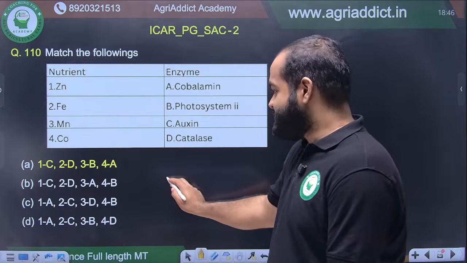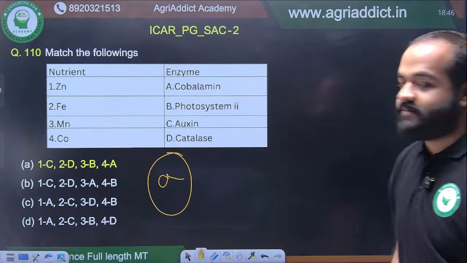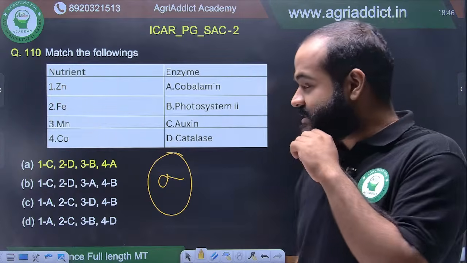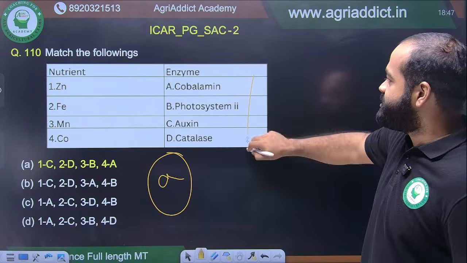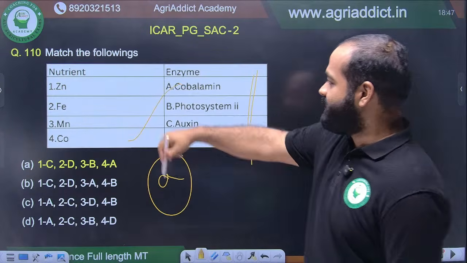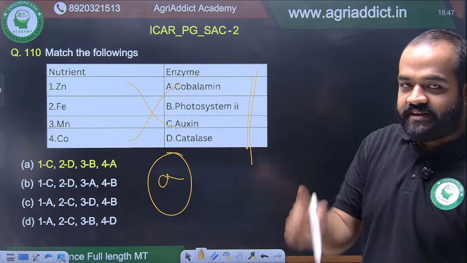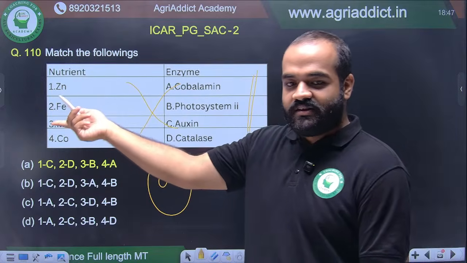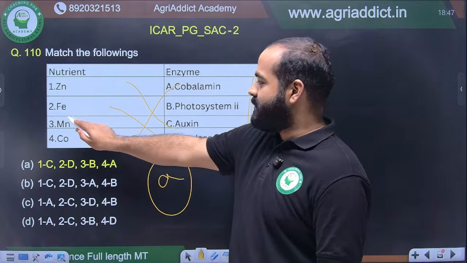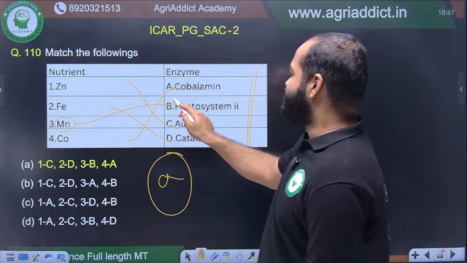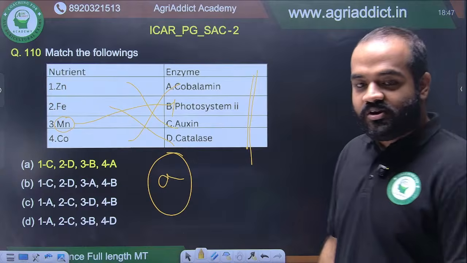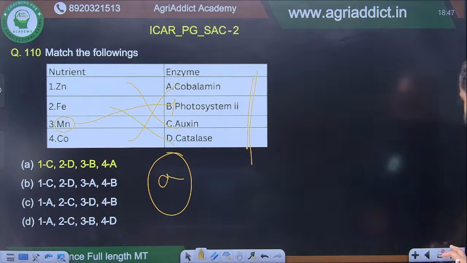Option A would be correct. This is a very easy one. No, option B is not it. Option A is correct. Go and read the mineral nutrition chapter, the question is from there. Co with cobalamin, definitely. Zinc is auxin. Zinc, tryptophan, auxin; we all know it is a precursor of auxin. Then Fe is catalase and manganese, Mn. We know it is in photosystem 2 because it is a part of the water splitting enzyme. So water will not split and oxygen will not come if manganese is absent, right?